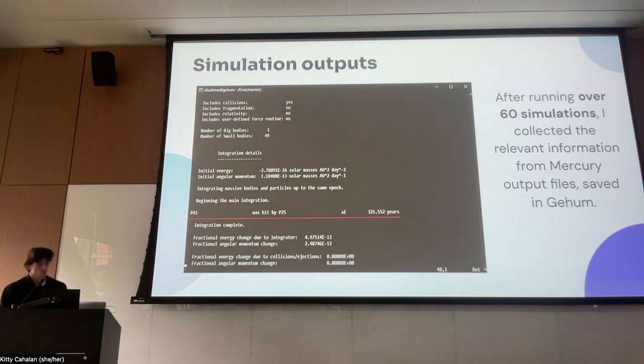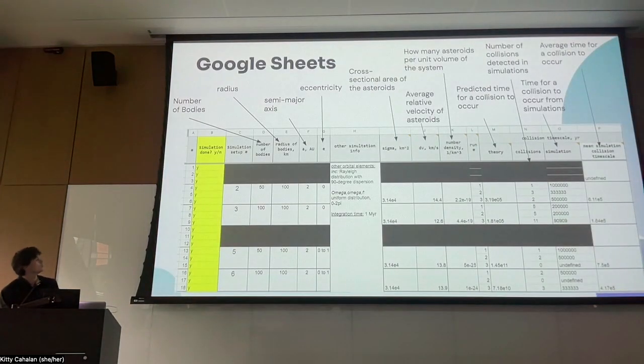So I ran over 60 simulations and collected the information from GitHub and put it into a Google Sheet first, and then into graphs later. In the Google Sheet, you can see all the work that I did. These are the titles of all the columns where I put all the information: number of bodies, radius, semi-major axis, eccentricity, sigma, the cross-sectional area of the asteroids, the average velocity of the asteroids, the number density of the asteroids, the predicted time for a collision to occur, which is the collision time scale, the number of collisions, and the average time for a collision to occur in the simulations.